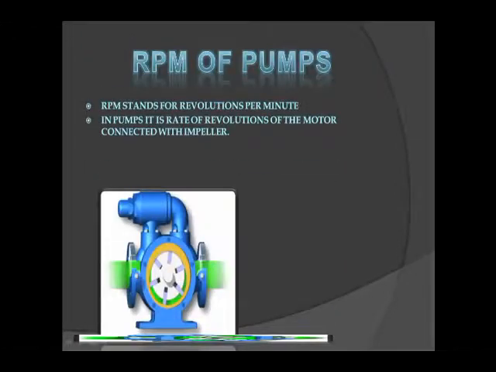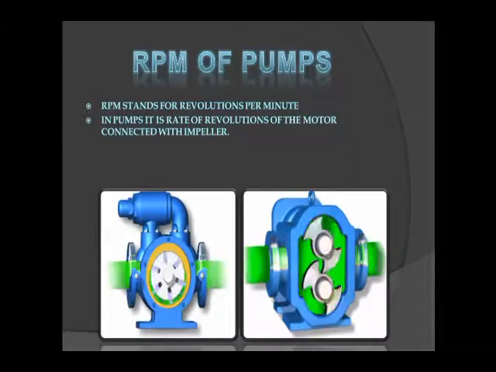RPM stands for revolutions per minute. In pumps, it is the rate of revolutions of the motor connected with the impeller. The RPM determines the speed of the impeller. The higher the RPM value, the higher the rotation of the impeller, and with high rotation of the impeller, high pressure fluid is obtained.